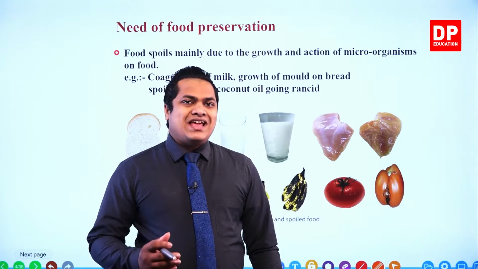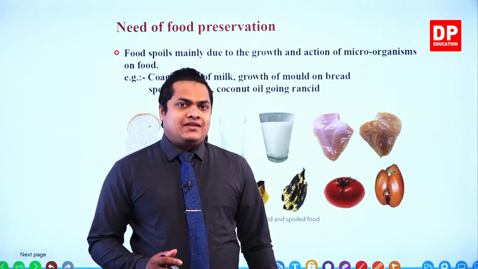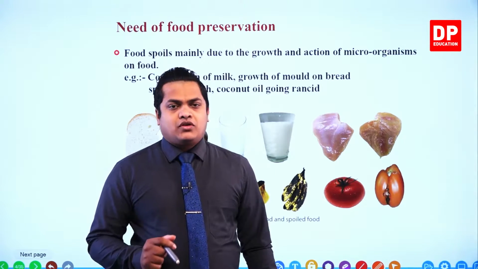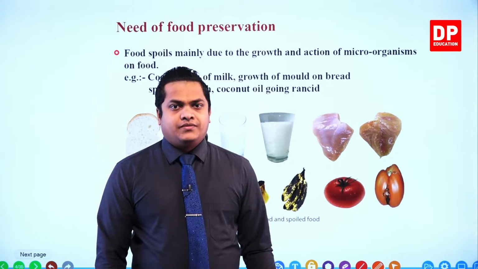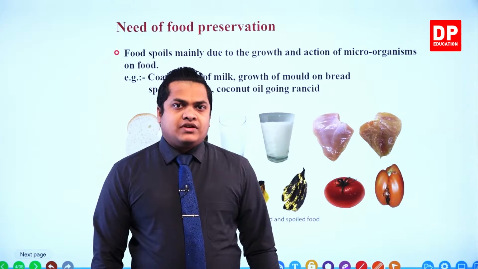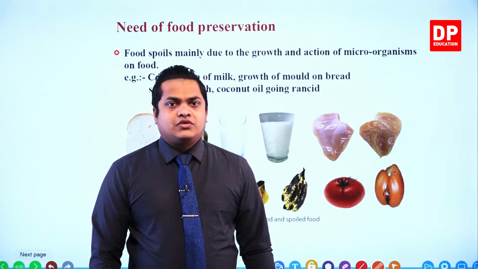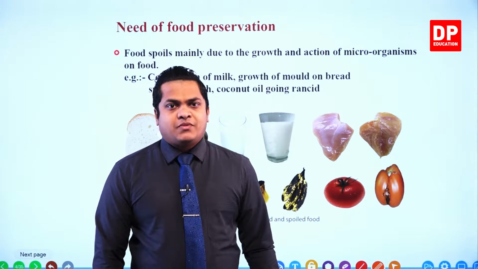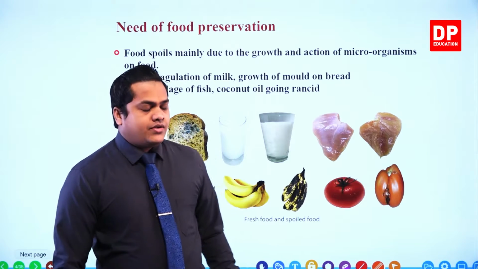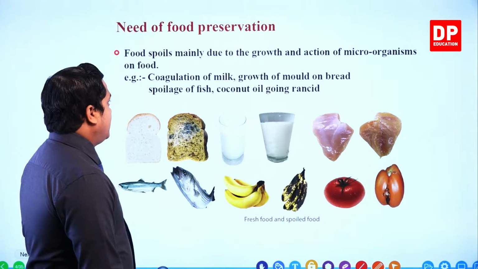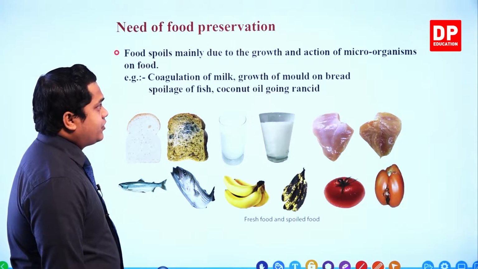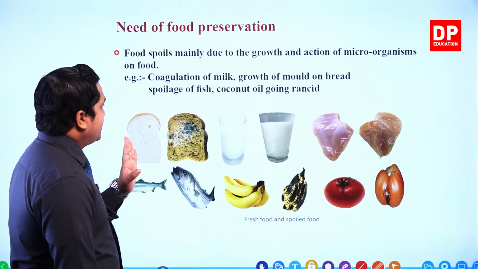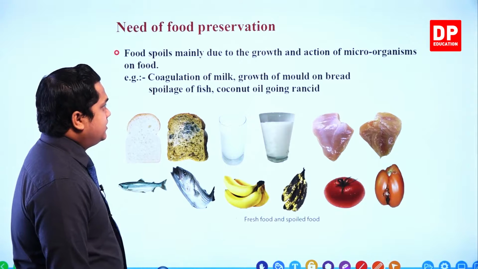Okay, so the main cause behind the spoilage of food is the growth and action of microorganisms on food. Microorganisms grow on food, and thereby food gets spoiled. That's the main reason for the spoilage of food. So food spoils mainly due to the growth and action of microorganisms. Examples given: coagulation of milk.